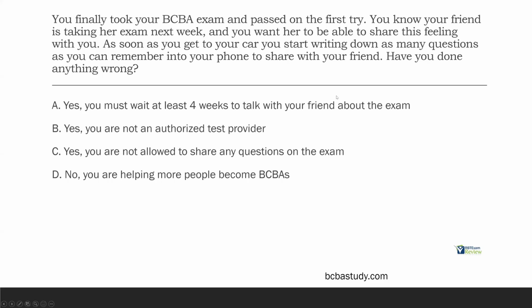B, yes, you're not an authorized test provider. While that may be true, it's not really the crux of the issue here. Of course, you're not an authorized test provider, you're a test taker.